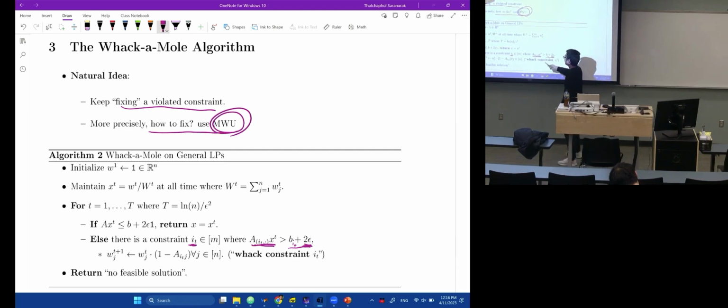And once you see this row, what do I do? I just try to update it, like whack that thing. How? I'm just gonna update the weight so that it is multiplied by 1 minus A_{i_t j}.